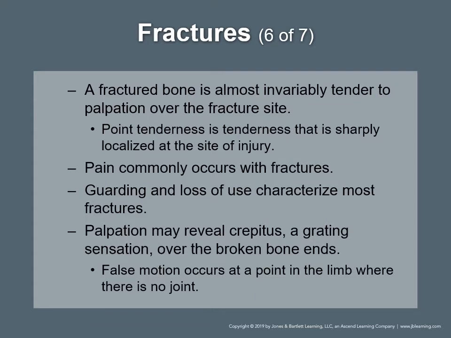A fractured bone is almost invariably tender to palpation over the fracture site. Point tenderness is tenderness that is sharply localized at the site of injury. Pain commonly occurs in association with fractures. Guarding and loss of use characterize most fractures. Guarding occurs when the muscles around the fracture contract to prevent any movement of the broken bone.